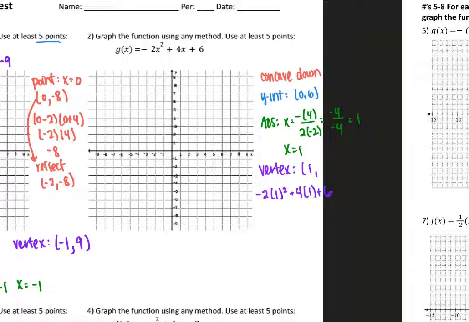Okay, so we can put that in our calculator, or we can figure it out using a little bit of mental math. So parentheses first, so 1 squared is 1. And then we multiply that by negative 2. So this whole first term becomes negative 2. And then 4 times 1 is 4, plus 6. And then going from left to right, negative 2 plus 4 is 2, plus 6, we get 8. So my vertex is going to be (1, 8).